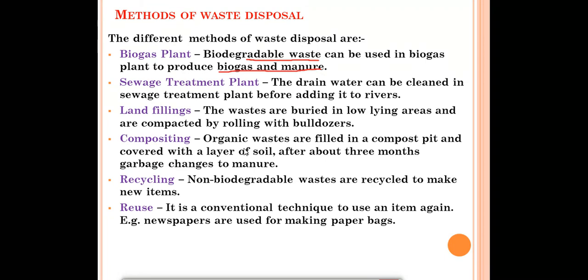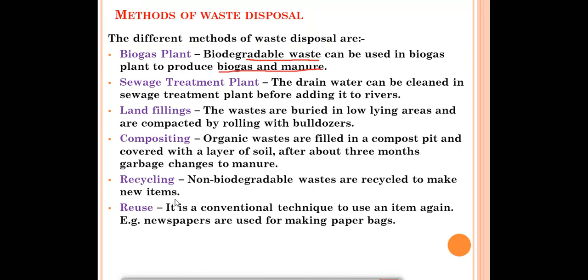Composting. What is composting? Organic waste are filled in a compost pit and covered with a layer of soil. After about 3 months, garbage changes to manure. In composting, what happens? The organic waste, means the biodegradable waste, are filled in a compost pit. Okay, very big holes are made for that. The waste are put in, and after that those waste are covered with a layer of soil, and after 3 to 4 months those garbage changes into manure, which can be added to soil for growing the crops or the plants.